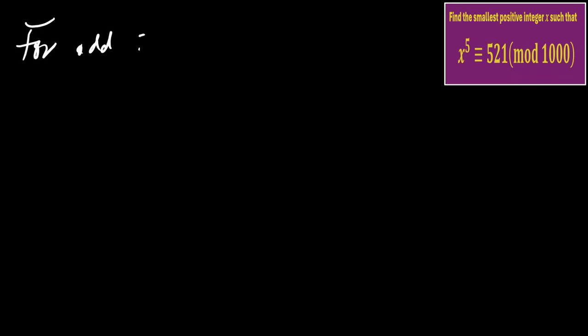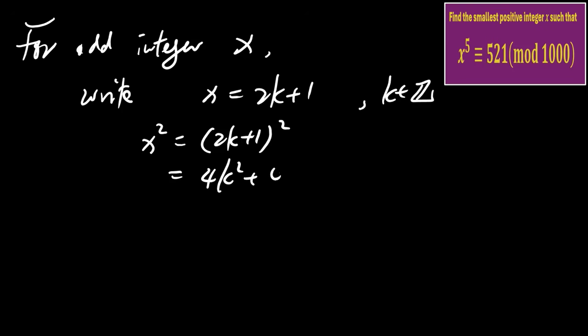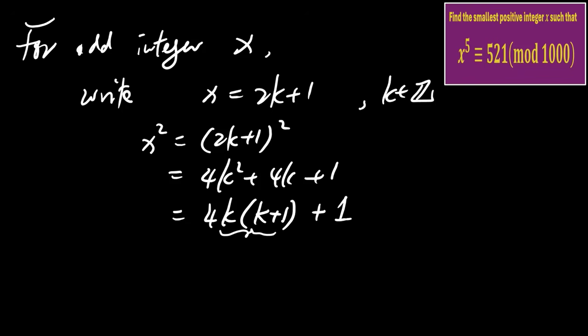For odd integer x, write x as 2k plus 1 for integer k. So x squared equals 2k plus 1 squared, that is 4k squared plus 4k plus 1. That is 4k times k plus 1, plus 1. k and k plus 1 are two consecutive integers, meaning that one of them must be even. So 4k times k plus 1 is divisible by 8, meaning that this is congruent to 1 mod 8.